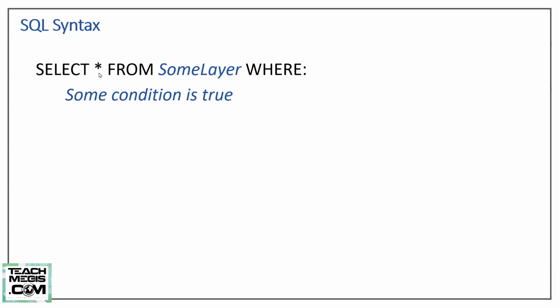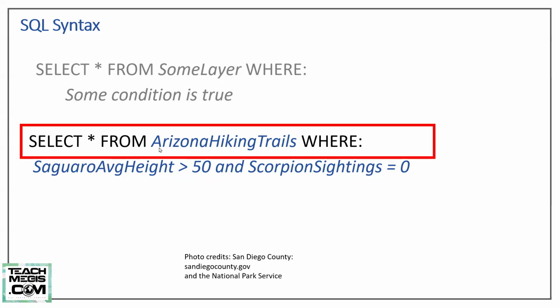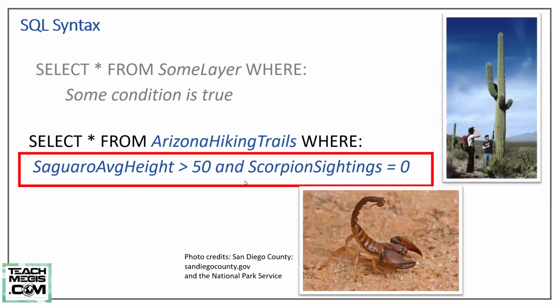And it gets really cool because you can put lots of columns, lots of tables, lots of conditions. So if I say select star from Arizona hiking trails where saguaro average height is greater than 50 and scorpion sightings is equal to 0, that's where I want to go hiking, right? So both of these conditions have to be true. Really tall cactus, really 0 scorpions. Select all the columns from this table where this condition is true.